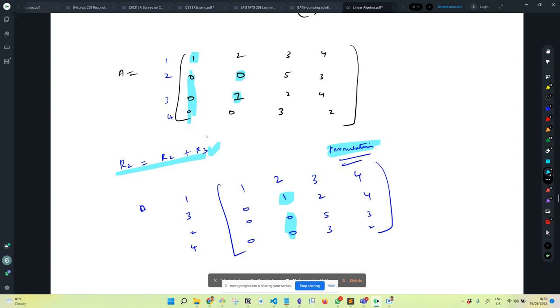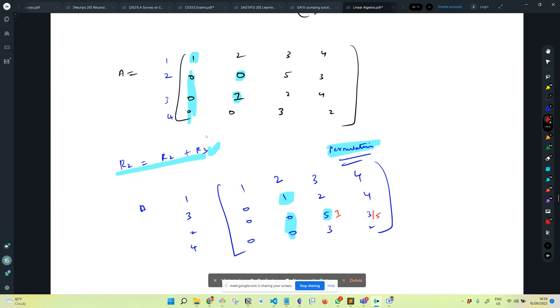Yeah. Then, so you obtained this. Then you will go to the third entry of the third column. You will try to make this one. And here we saw that you will use scalar multiplication to make this one. So you basically will do R3 equals R3 by 5. That will give you 1 here. And this will become 3 by 5. Then you will try to make R4 0 by multiplying with the third row.